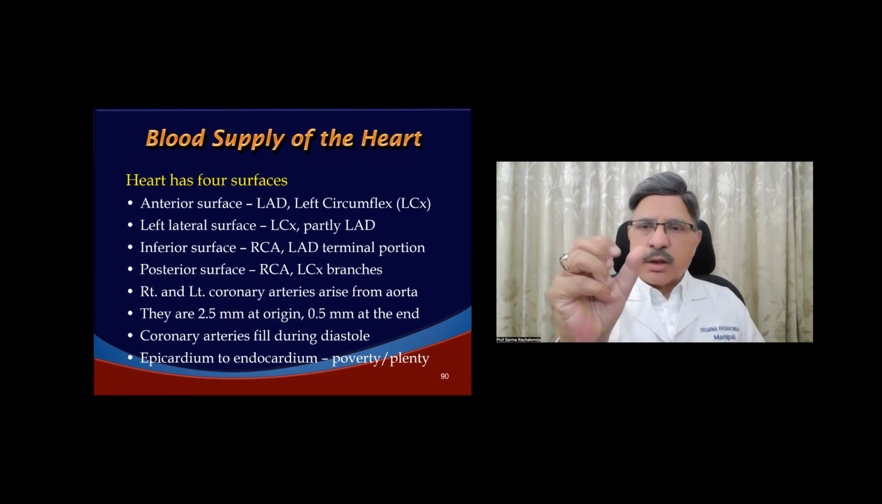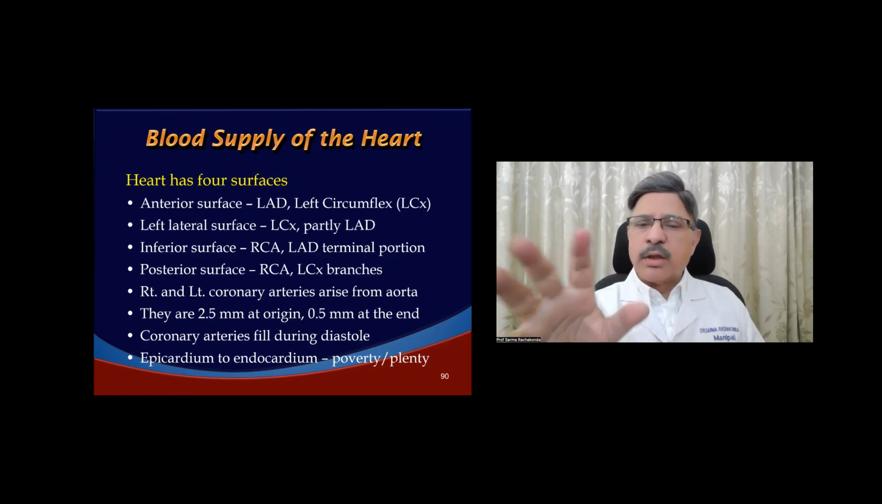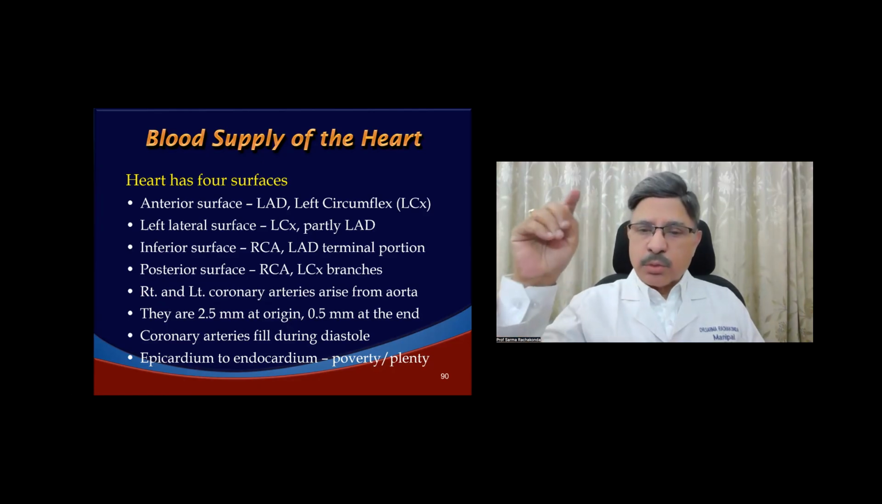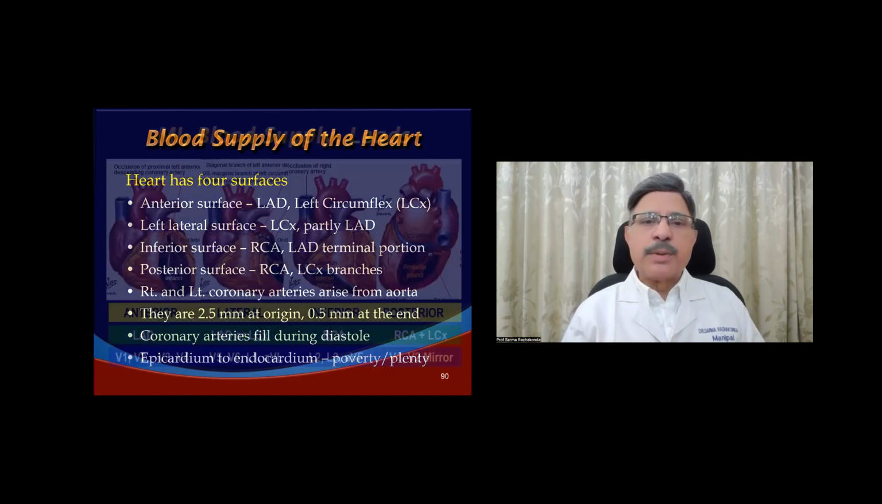During systole, the heart contracts, so the coronaries are not open. Only during the diastole, the coronary is open. The filling occurs during the diastole. The flow is from the epicardium to the endocardium. Endocardium is in contact with the blood, but cannot draw one drop of blood from the endocardium. It has to come through the epicardial vessel. This is called poverty amidst plenty.